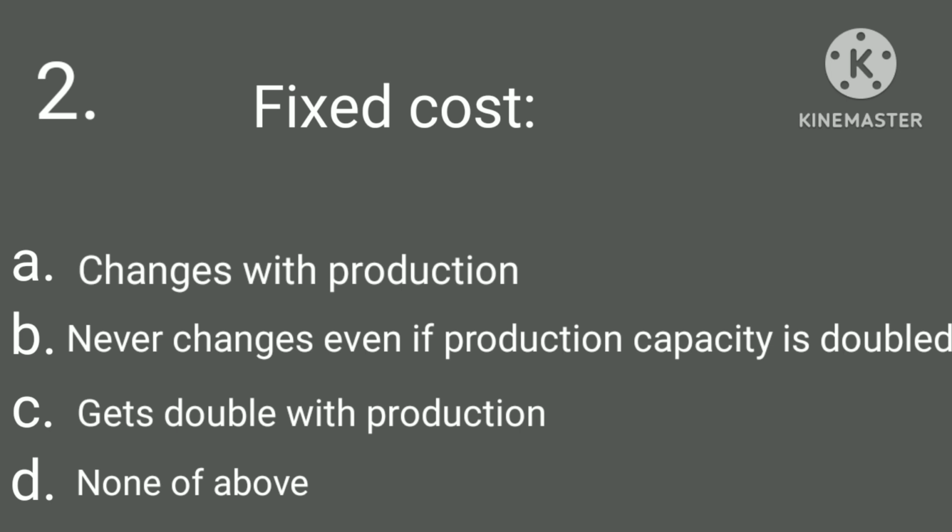MCQ number 2: fixed cost. Option A changes with production. Option B never changes even if production capacity is doubled. Option C gets doubled with production, and option D none of the above. The correct answer is option B, never changes if production capacity is doubled.